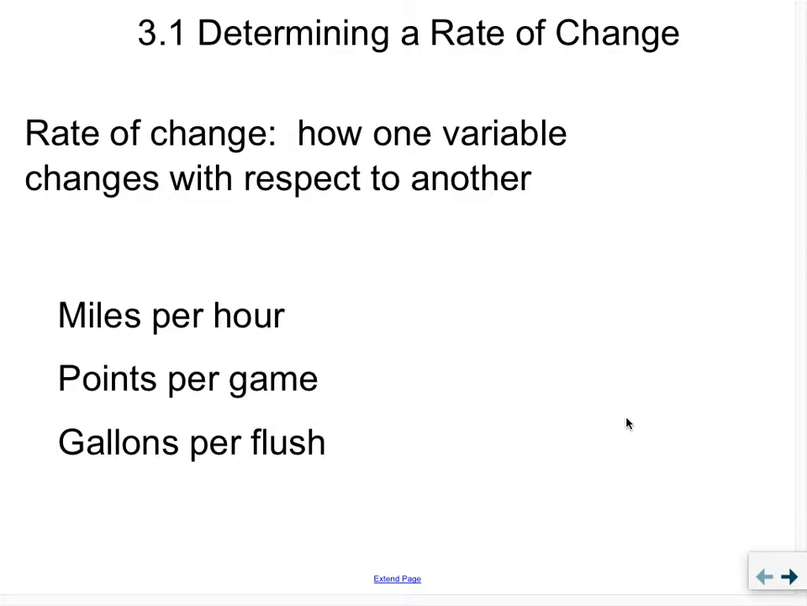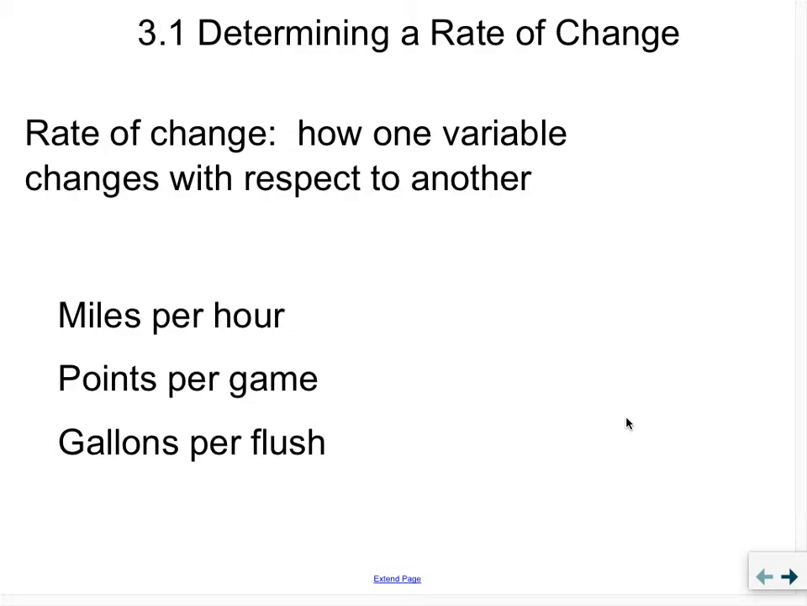So this video is going to talk about determining a rate of change. A rate of change is one of the most important things that we'll study in algebra this year. So what is a rate of change? Well, as you see, it's how one variable changes with respect to another.